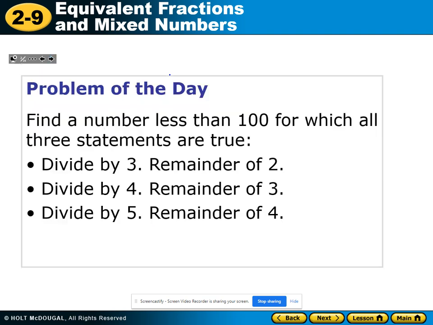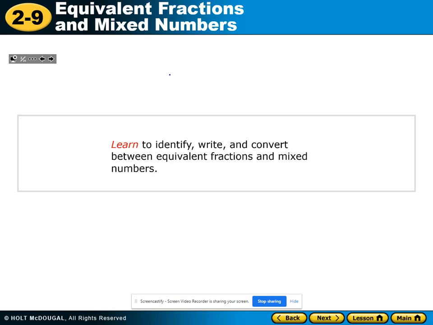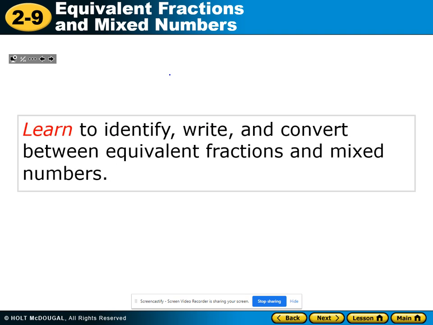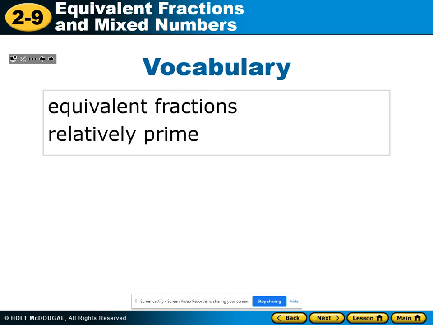All right. Ladies and gentlemen, the problem of the day was solved by Grayson. Good job, sir. All right. Learn to identify, write, and convert between equivalent fractions and mixed numbers. So we're going to go from mixed numbers to equivalent fractions and back. Today is about multiplying and adding and dividing.